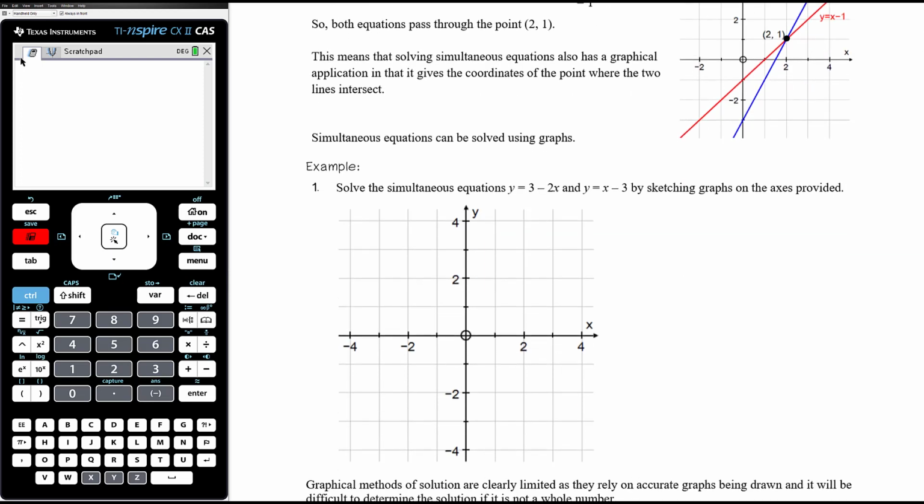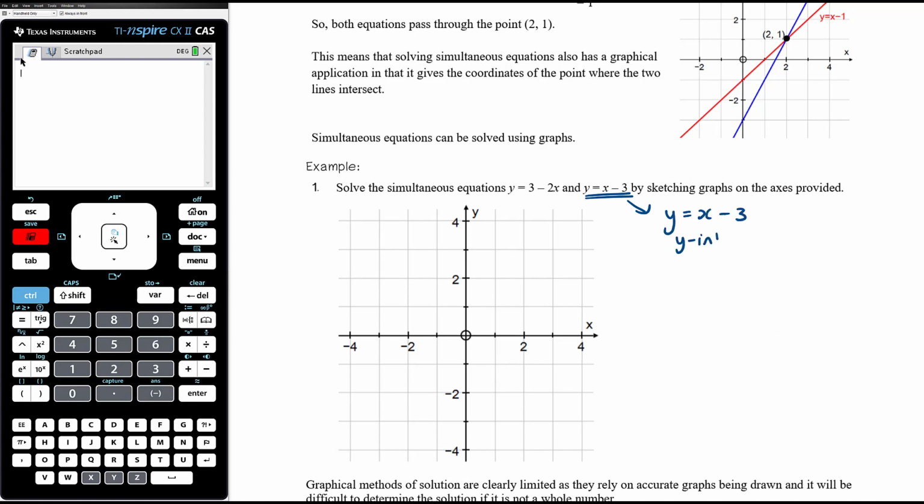So example 1 here, we want to solve this pair of simultaneous equations, y equals 3 minus 2x and y equals x minus 3, by sketching the graphs on the axes provided. Let's draw this one first, it's a bit easier. So y equals x minus 3.